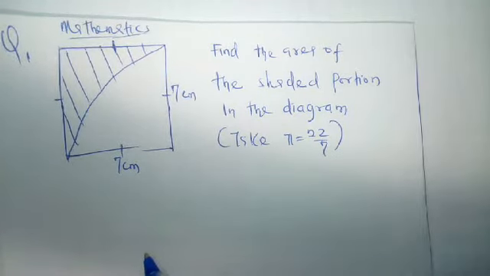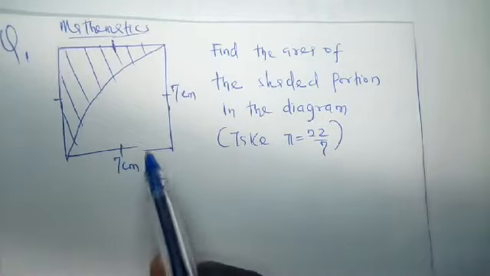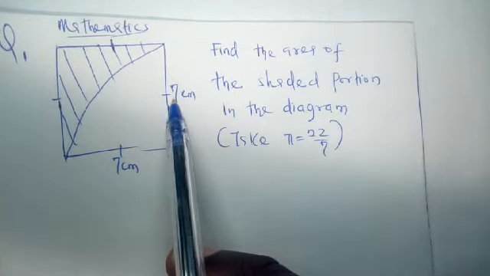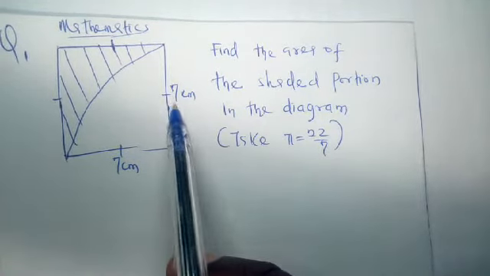Alright, now from the diagram you would see that the square is having a length of 7 centimeters, another length of 7 centimeters. Now you would see this mark here, and this one here, and this one here, and this one here. This is indicating that this is a square of equal sides.